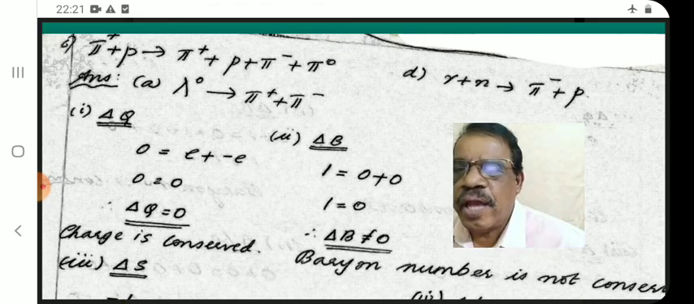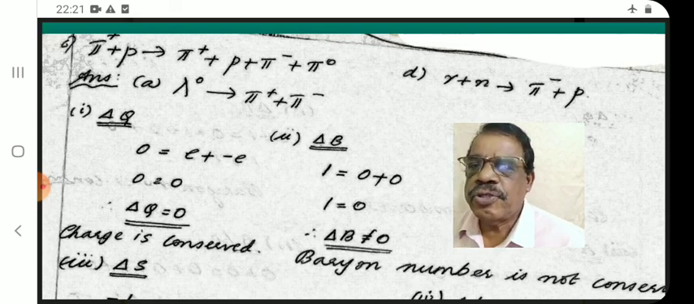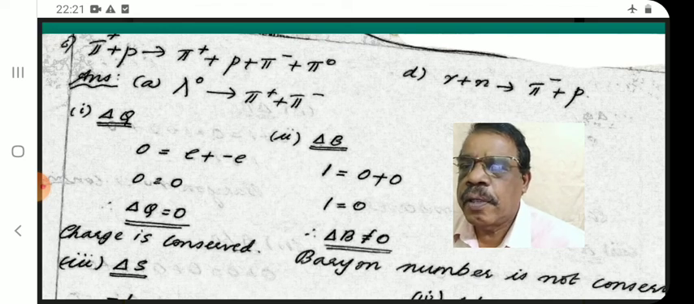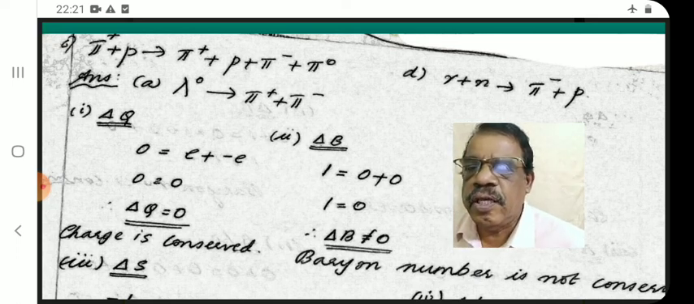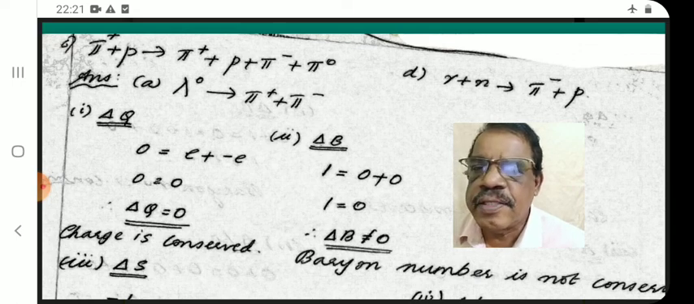So we can see the first reaction. Take the first reaction: Lambda 0 hyperon, pi plus, pi minus. Delta Q we write: 0 is equal to pi plus has charge +e, pi minus has charge -e. Therefore 0 equals e plus minus e. Delta Q is equal to 0. Charge is conserved.